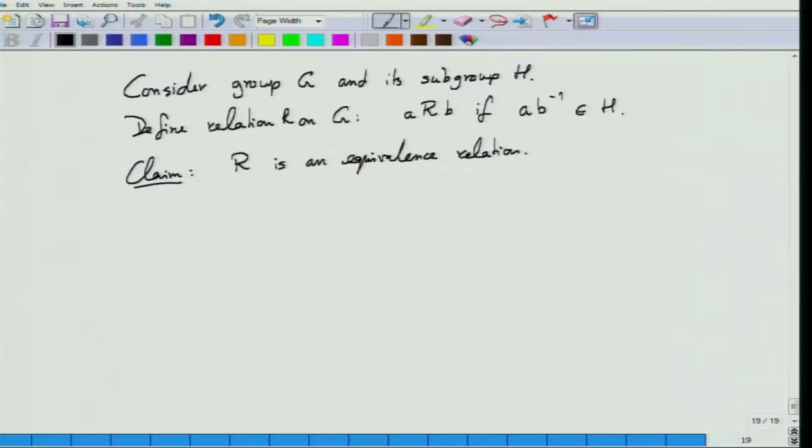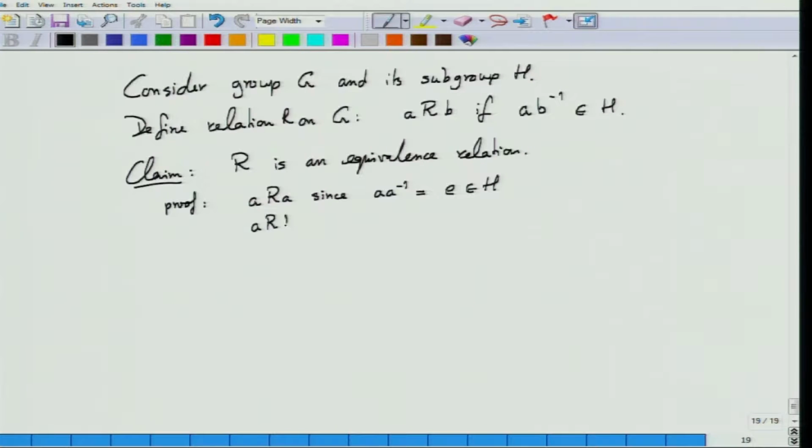For exactly the same reasons, A is related to A. Okay, maybe this requires a proof. A is related to A since A times A inverse is the identity. Let us write the identity as E, and this belongs to the subgroup H. Since H is a subgroup, it has the identity.